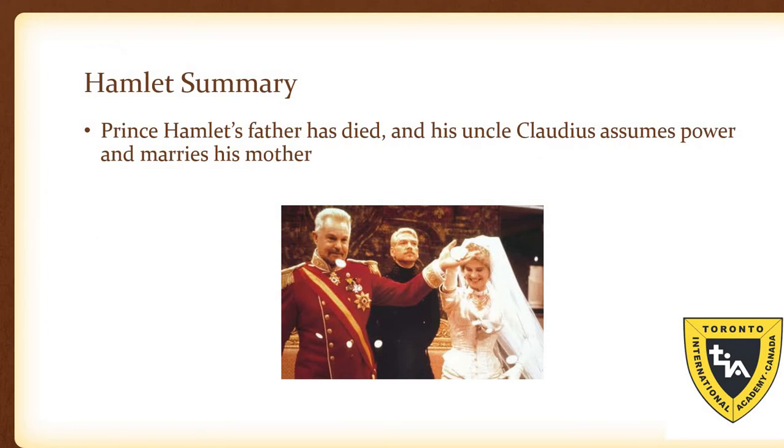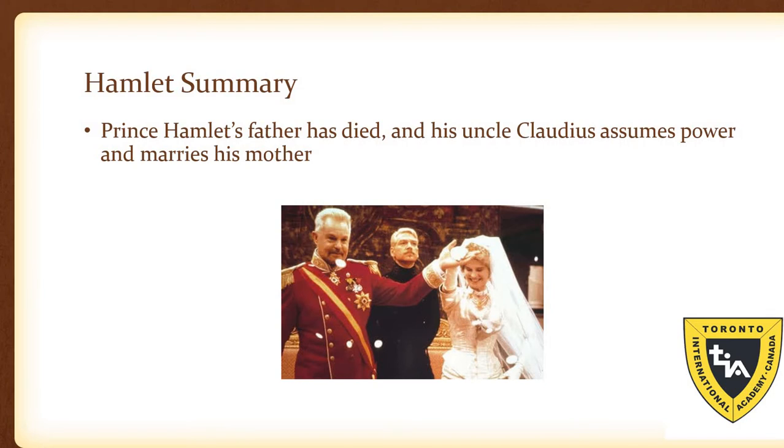So first I want to start with a summary of Hamlet. Hamlet generally is read in grade 12 in Ontario high schools, and it starts off with the father of Prince Hamlet dying. So the father of Prince Hamlet is King Hamlet, and he dies just before the play starts.